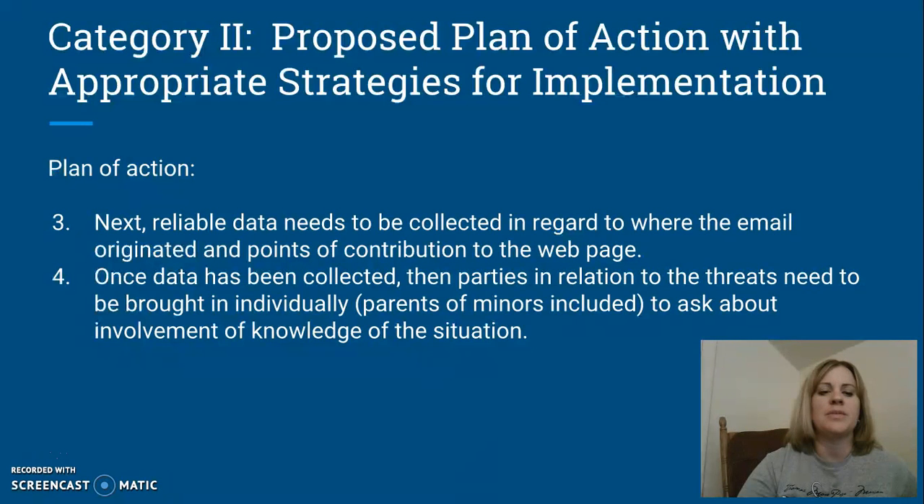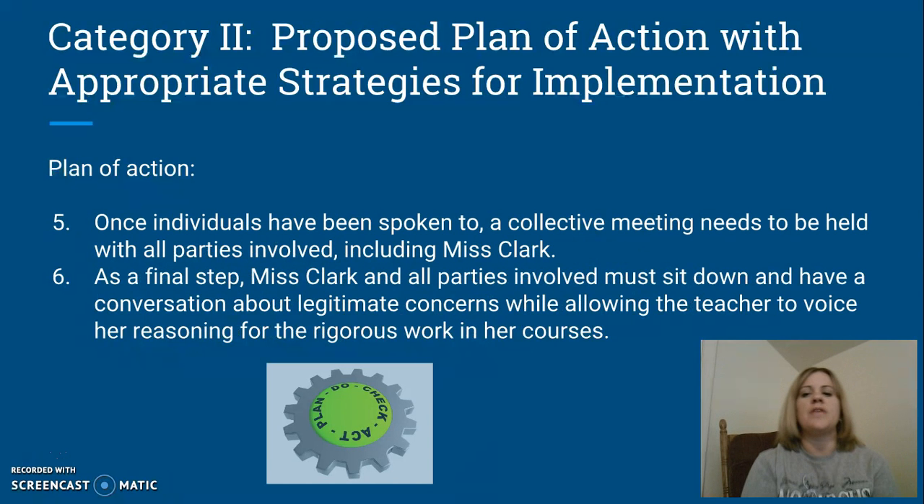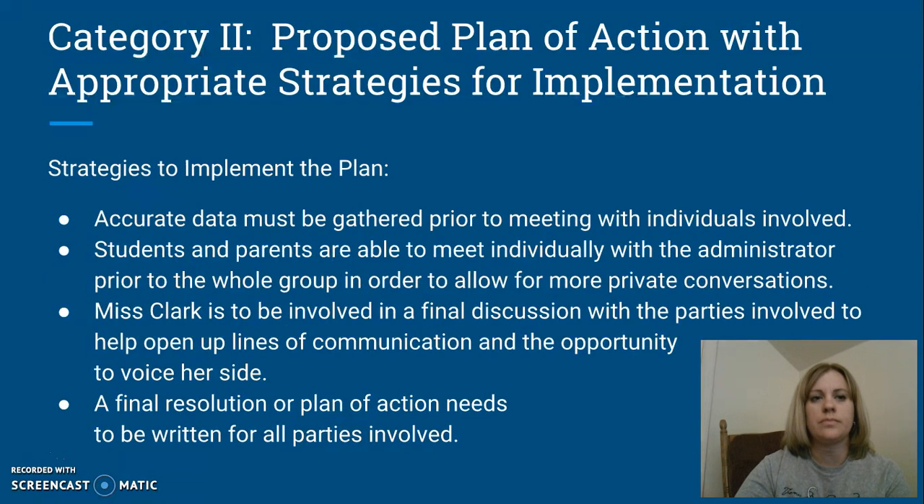I feel like they need to be dealt with more one-on-one prior to full group. Once individuals have all been spoken to, then a collective meeting needs to be held with all parties involved, including Ms. Clark. And then in this final meeting, Ms. Clark and all parties are able to sit down and have a two-way conversation. This way they can voice legitimate concerns while also allowing Ms. Clark to voice her reasoning behind her rigorous work in her courses.